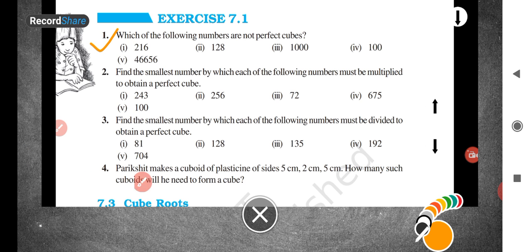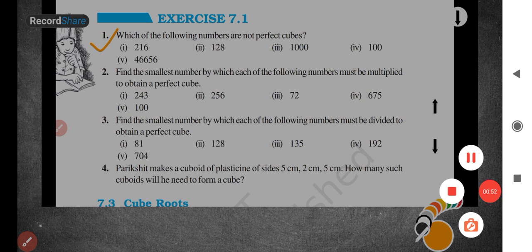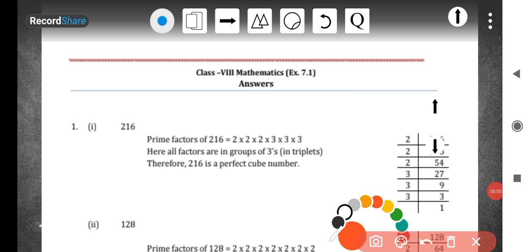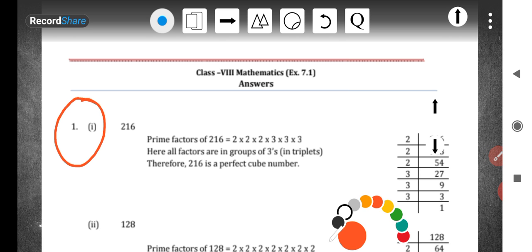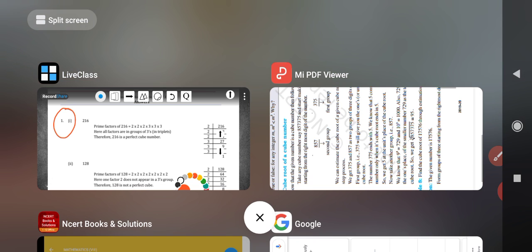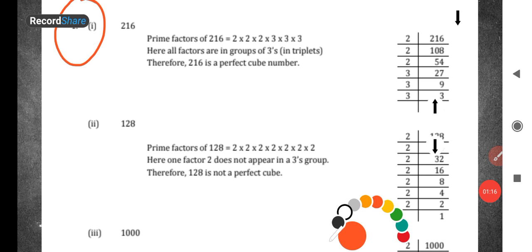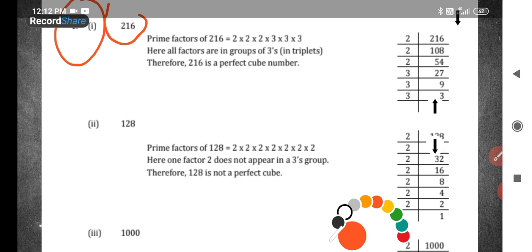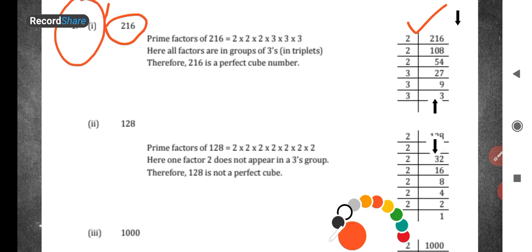So come to the solution now. What was the first one? First one is given 216, isn't it? Now what you will do? You will do prime factorization. Prime factorization is the best method to check whether a number is a perfect cube or not. We have to use the prime factor method. So we will find the factors of 216.